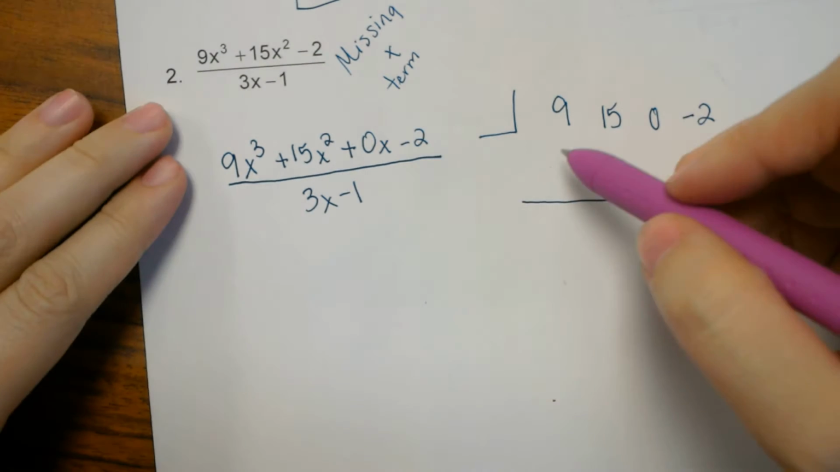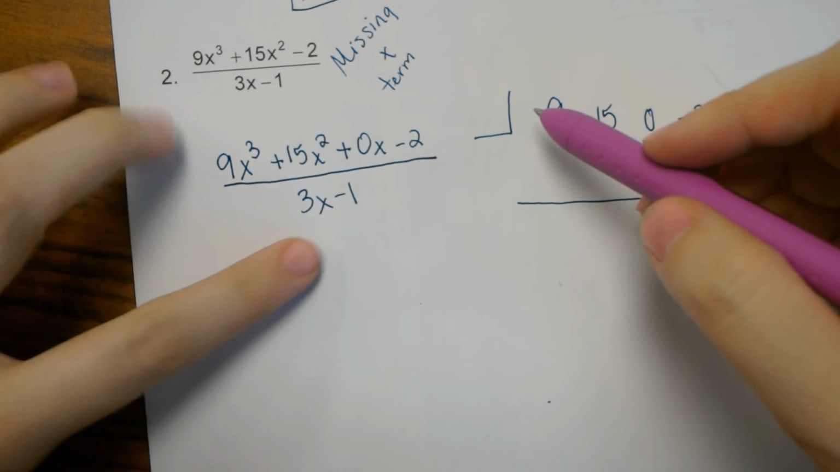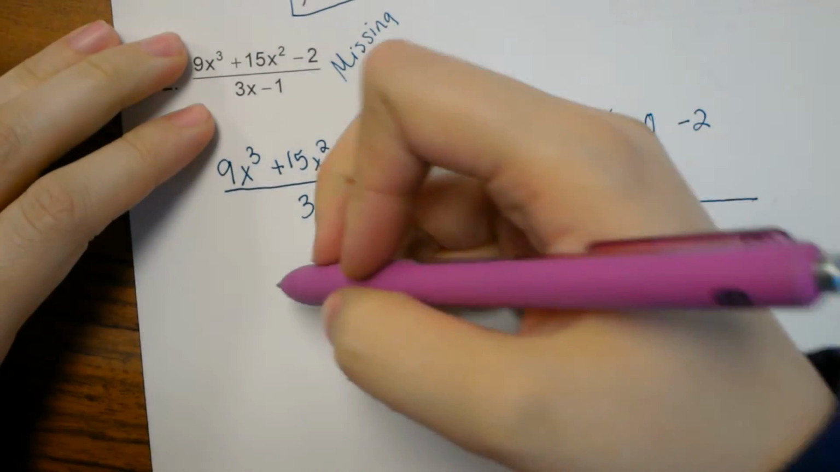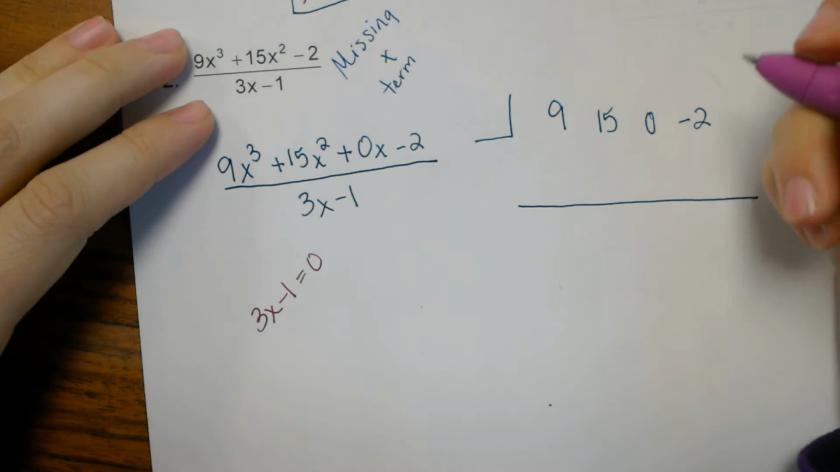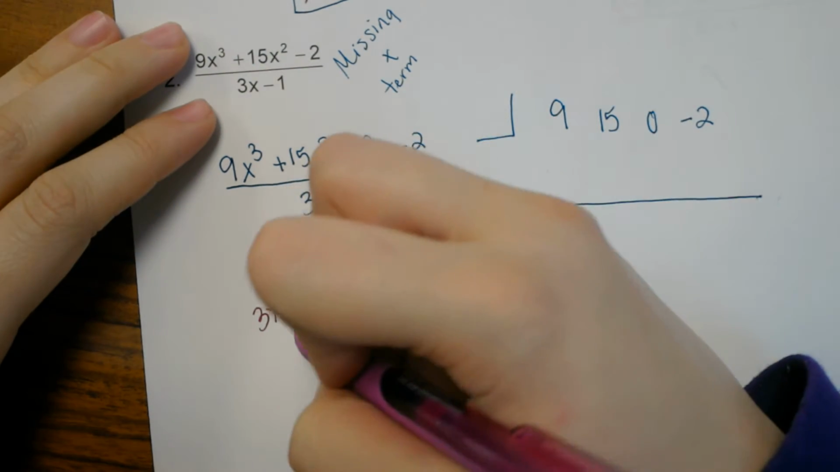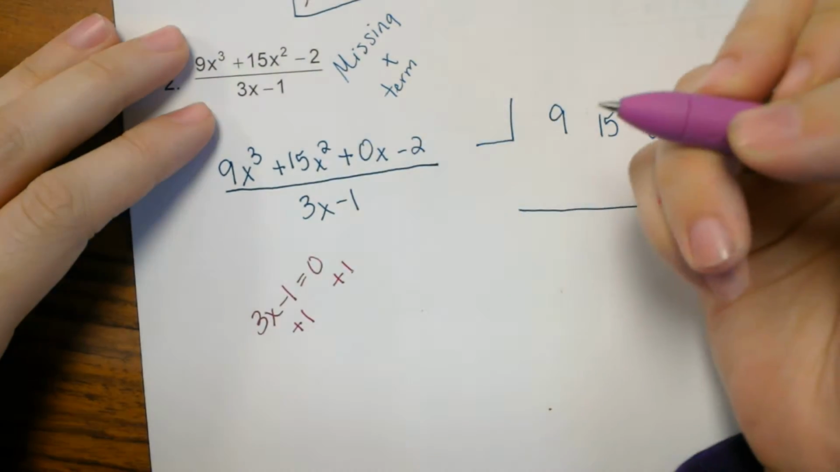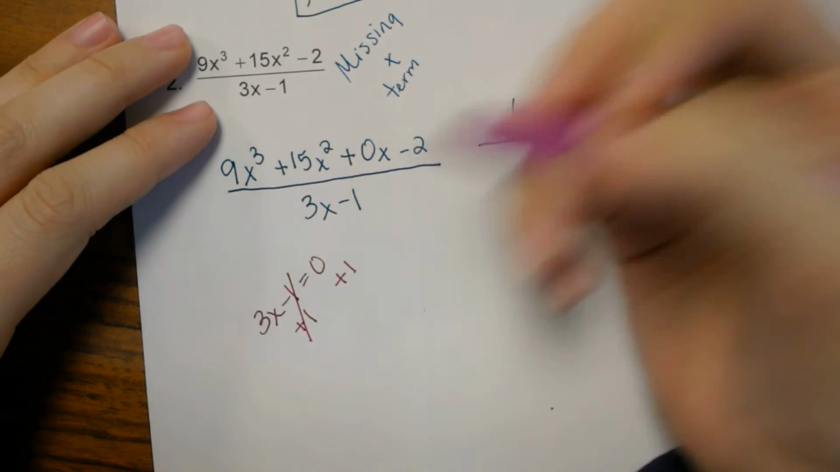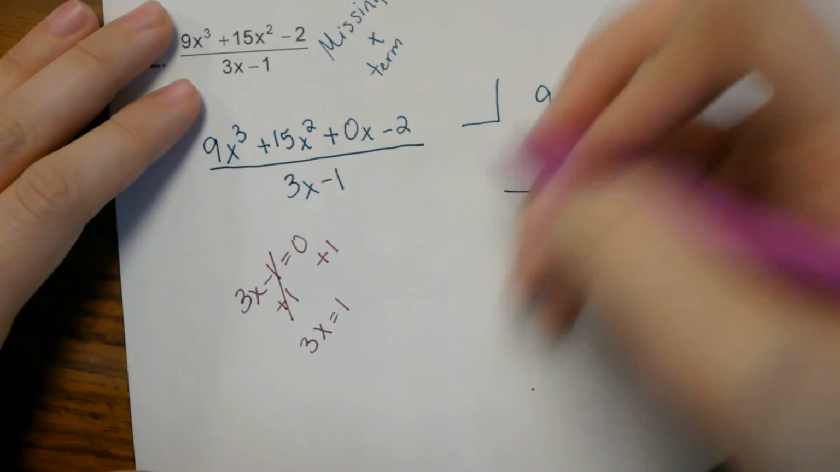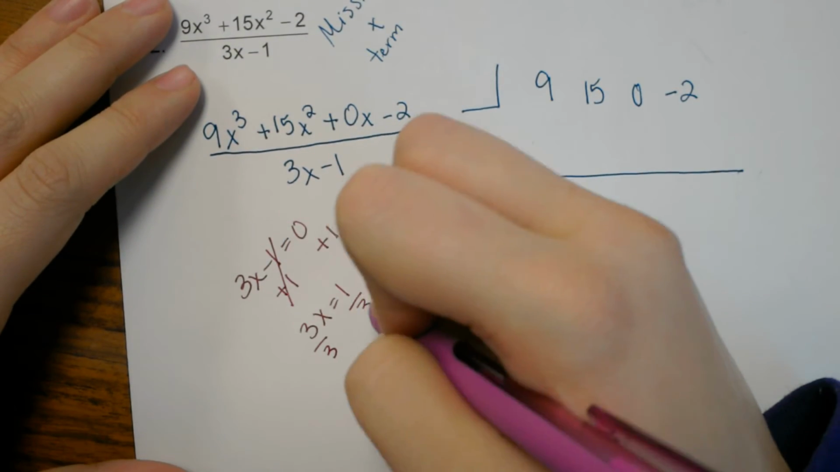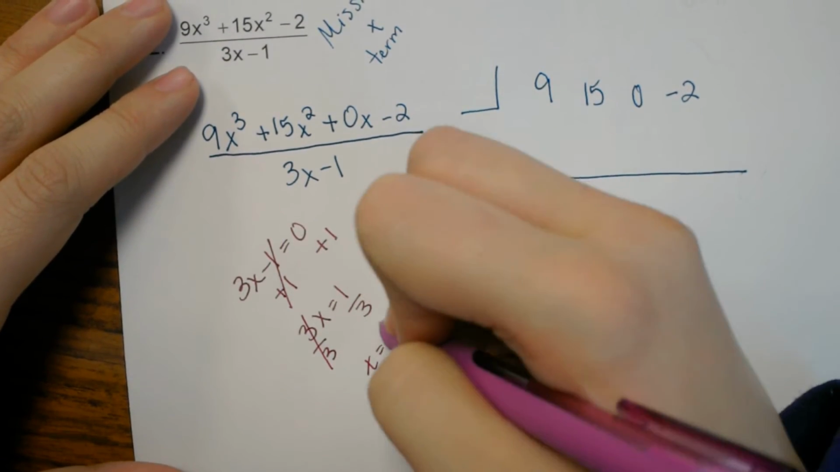Then I'm ready to find the number that I put in my box. So I'm going to set my divisor, 3x minus 1, equal to 0. And so I add 1 to both sides. I need to find what x is. That leaves me 3x equals 1. Divide by 3. I get x is 1/3.